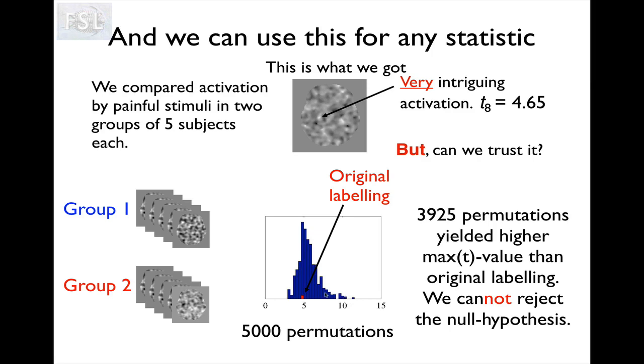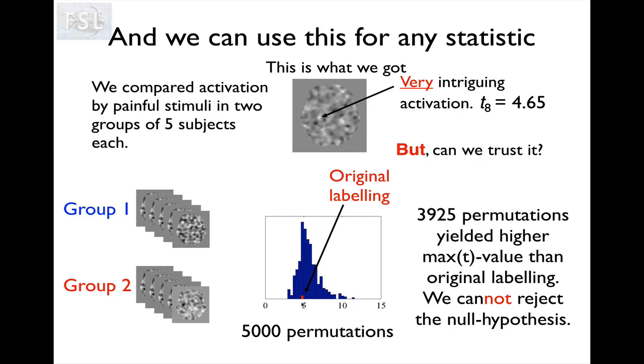So you can see that this really complicated statistic, the maximum Z statistic, and remember it was the maximum Z statistic that allowed us to control the family-wise error, this really complicated statistic, we have now trivially calculated the null distribution for it, and we've been able to say that in this particular case we could not reject the null hypothesis.